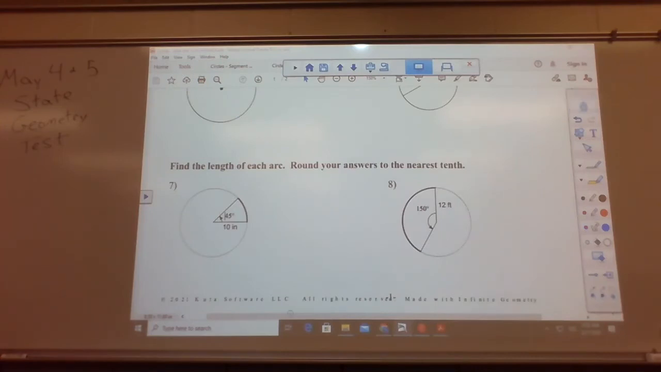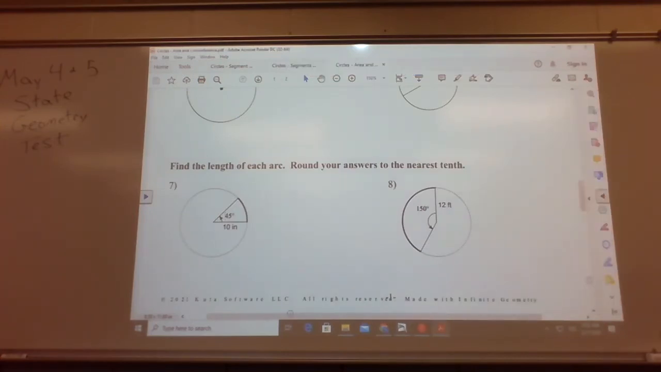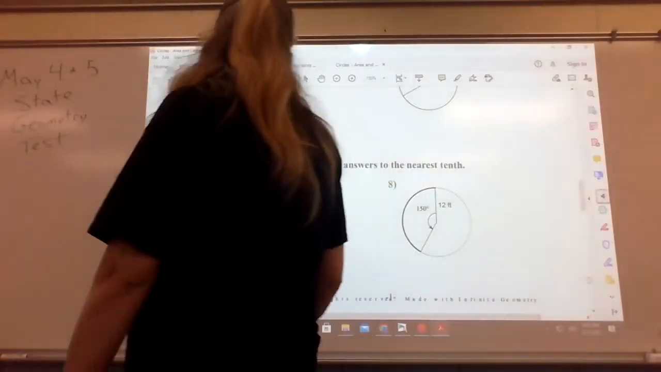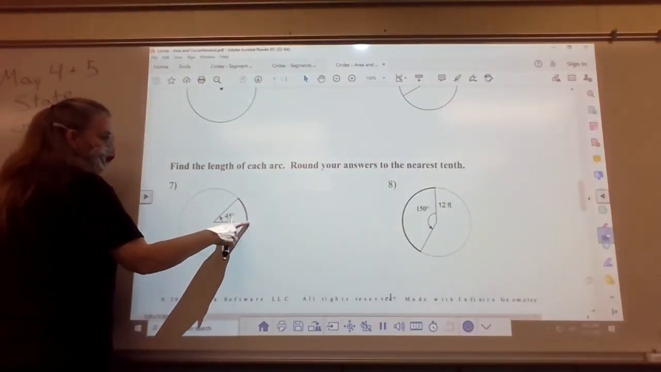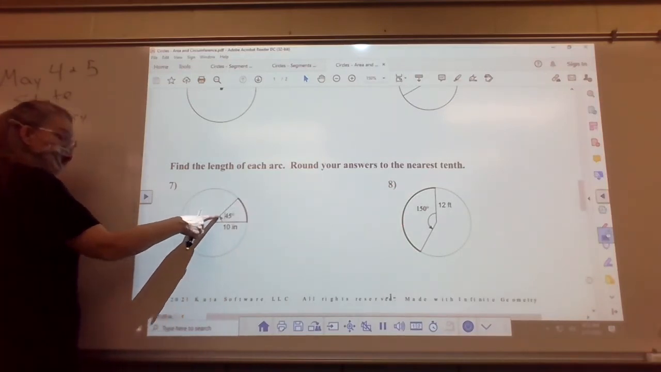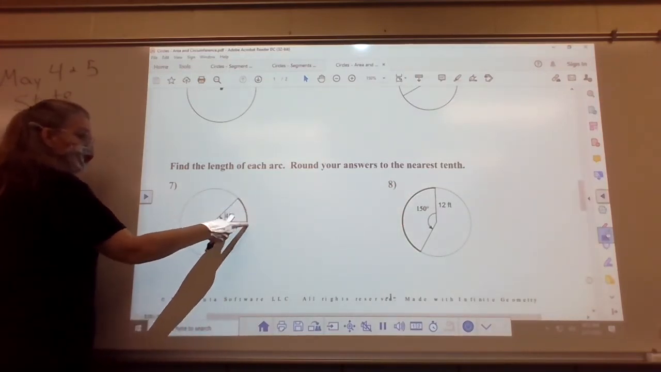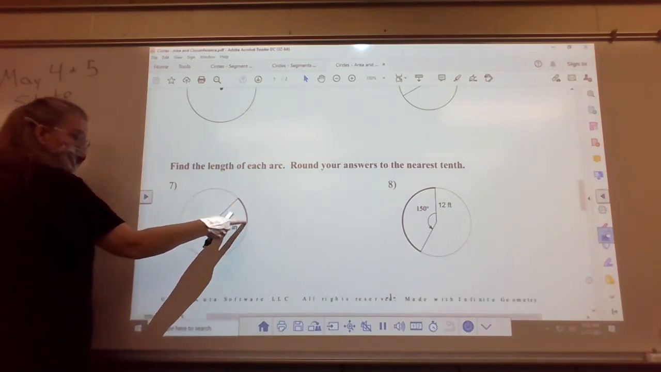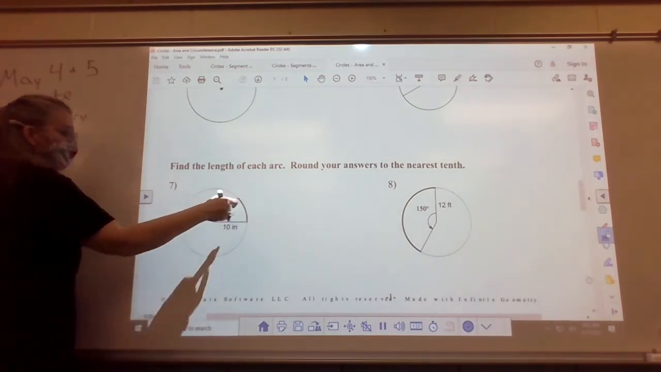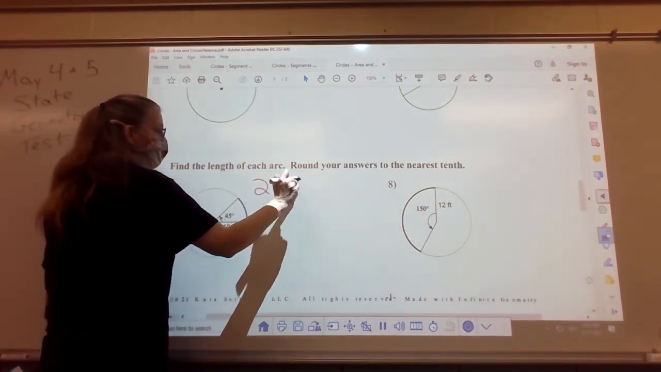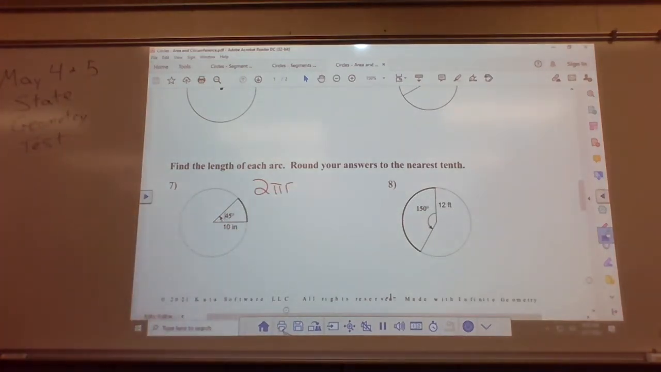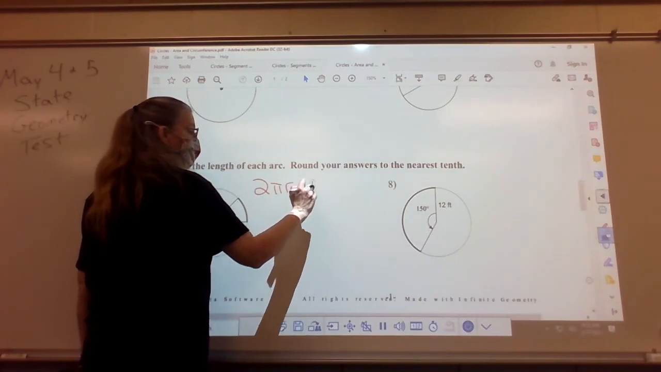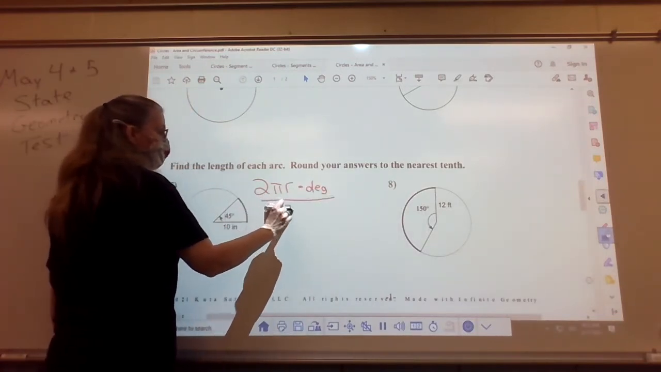7, 8. Well, again, now I'm just looking for this little piece of the pie. Kind of like if this was a piece of pizza, and I want to know how much crust this is, the crust on the edge, that would be length of an arc. But I still have to find the circumference around the whole thing. So it's still 2 pi r. And same as we did the first time around, we were only doing part of the circle. We're going to take the degrees, divide by 360.